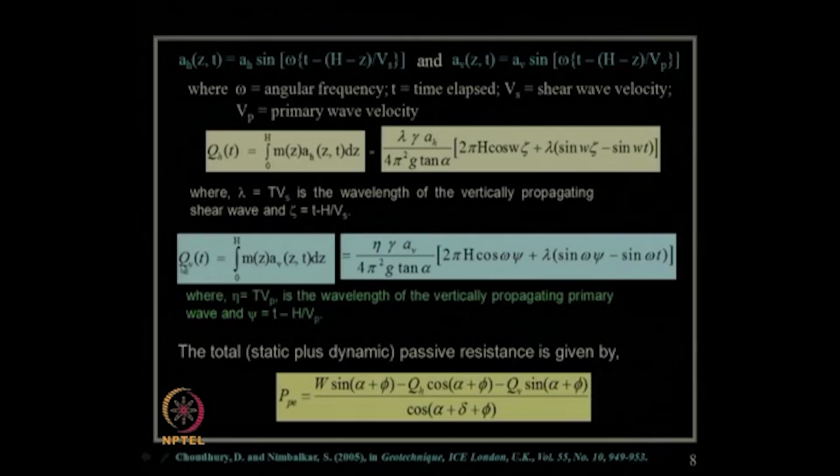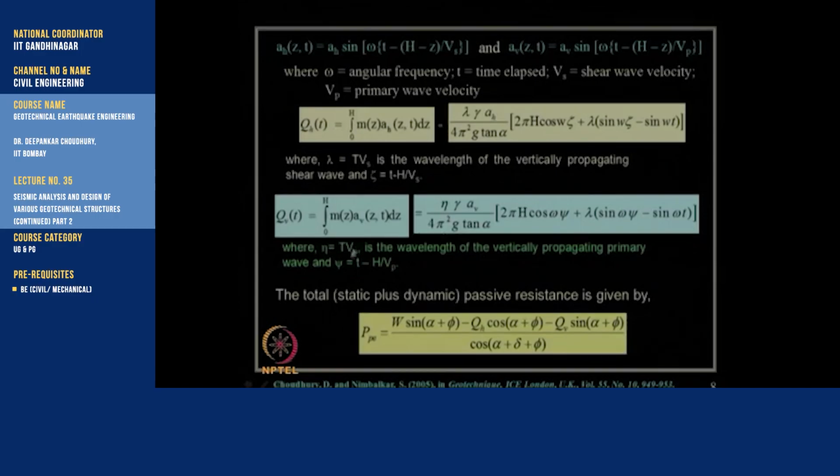Then the total seismic vertical inertia force can also be estimated in a similar fashion, that is, integrate over the entire height of the wall, 0 to h, m z times Av times Ast, which on simplification gives us this expression, where this eta is nothing but T times Vp, the wavelength of the vertically propagating primary wave, and this psi is nothing but t minus h by Vp.